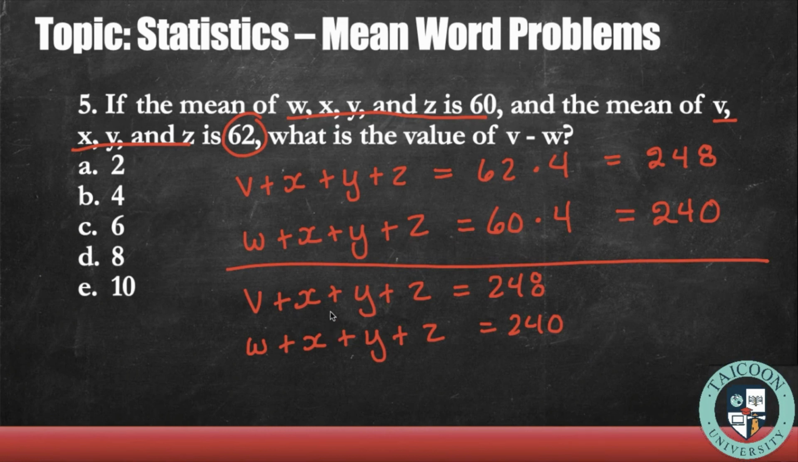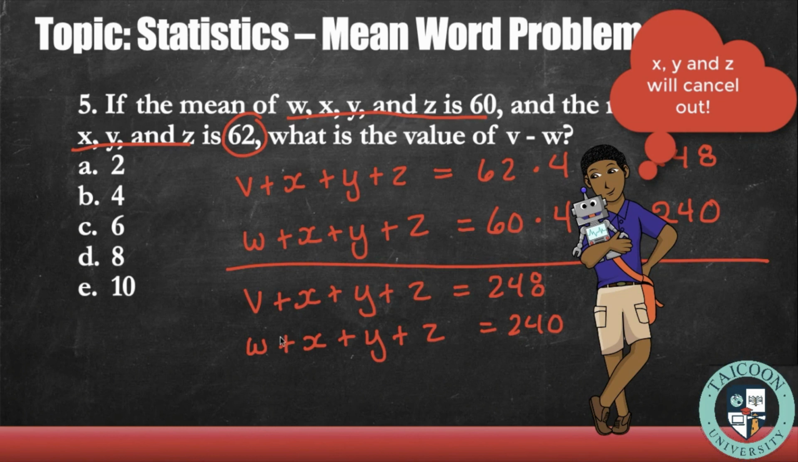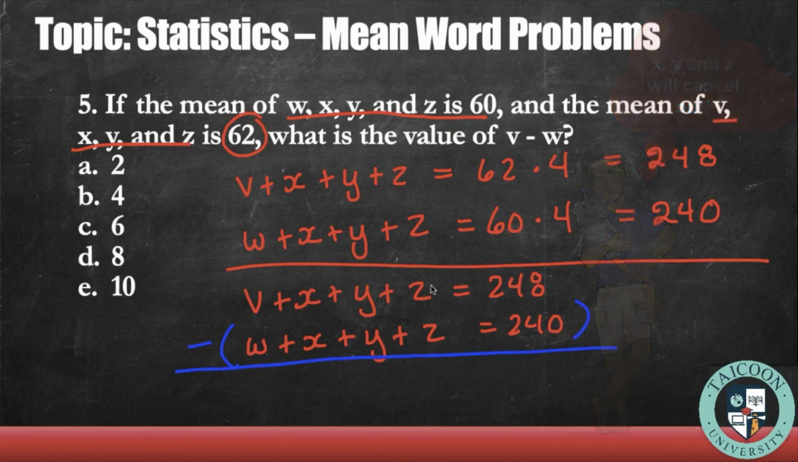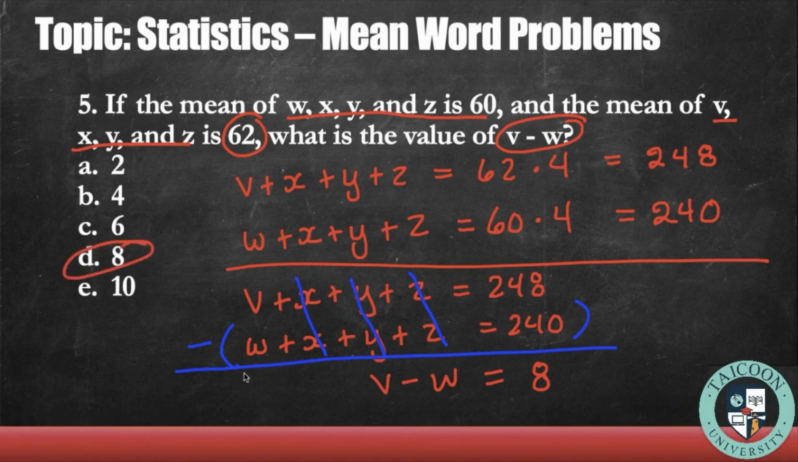Notice that when we subtract these 2 equations from one another, Z minus Z is 0. Y minus Y is 0. And X minus X is also 0. Let's see what we have left. We now have V minus W on the left-hand side of our equation, and we have 248 minus 240, which is equal to 8 on the right-hand side of our equation. So the question actually asks us, what is the value of V minus W? So we can see that that answer is 8.